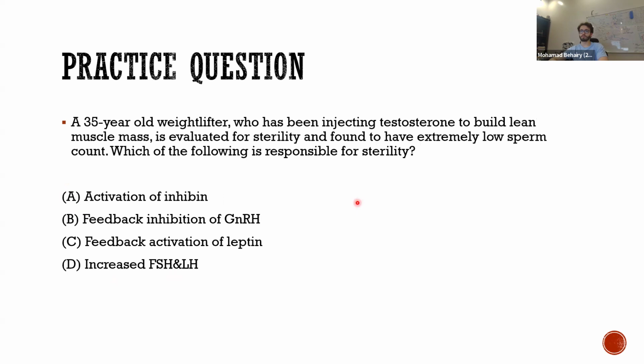Moving on to this question, a 35-year-old weightlifter who has been injecting testosterone to build lean muscle mass. They told you what this guy is doing. He's taking testosterone. He's evaluated for sterility and found to have an extremely low sperm count. Which of the following is responsible for sterility or low sperm count? It's going to be B. This testosterone that's coming from the outside will inhibit the release of GnRH, so we won't have LH and FSH, and we won't have sperm production, infertility in the end.